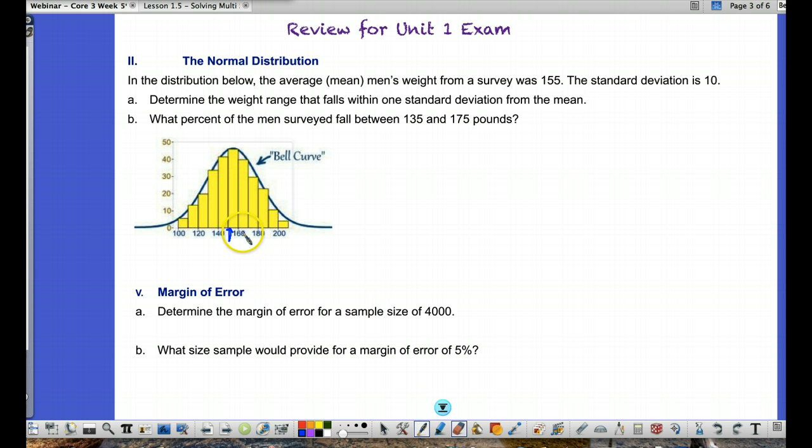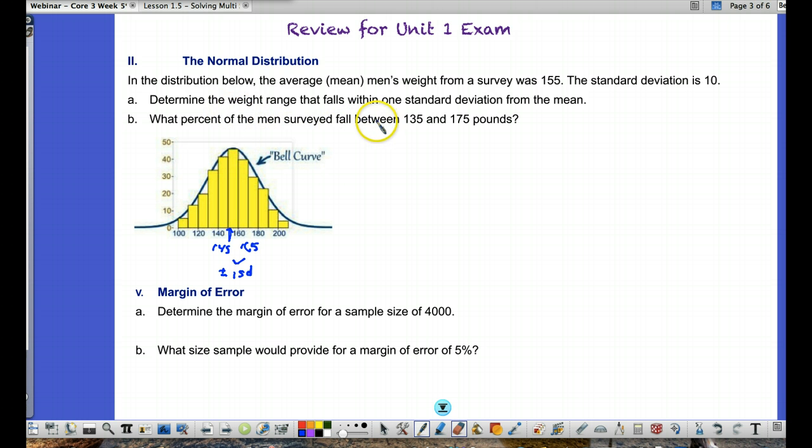That means that if I go 10 up from 155, that's 165. If I go 10 down from 155, that's 145. That distance represents one standard deviation on either side of the mean, so plus and minus one standard deviation. As soon as I read this, I'm marking this on my curve so that I have this in my head. The standard deviation is 10, and this will help me answer these questions.